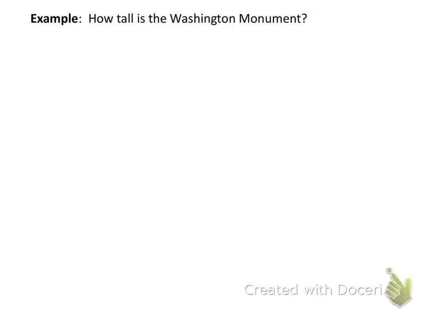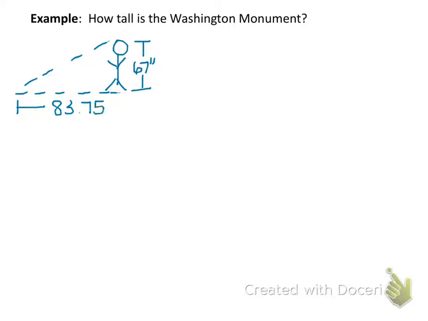Okay, so I'm going to tell you that you are 67 inches tall. That's given. And at a given time, a particular time of the day, your shadow is 83.75 inches. So the sun hits down like this, but your shadow is on the ground. So your shadow is 83.75 inches. Again, information that's given to you.